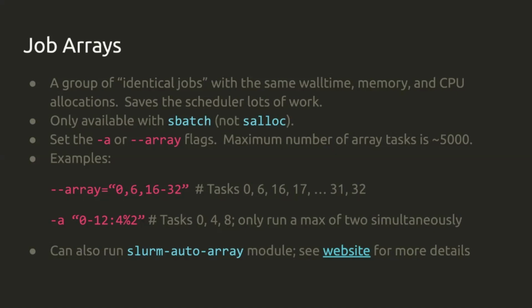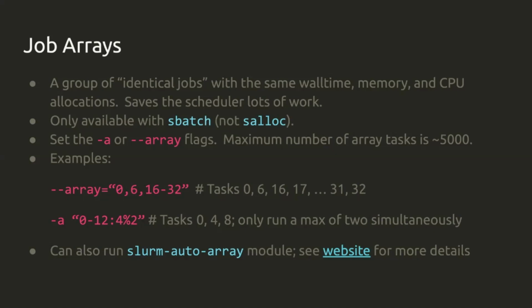You can also do some other cool stuff. For instance, in that second example, 0-12:4%2 is going to fire off every fourth task in that 0 to 12 range. So it'll do 0, 4, and 8. That's what that :4 is doing, it's doing the count by 4. And then that %2 is going to only run a maximum of 2 of them simultaneously. So even though I have 3 tasks that'll fire off there, only 2 of them can run at the same time.